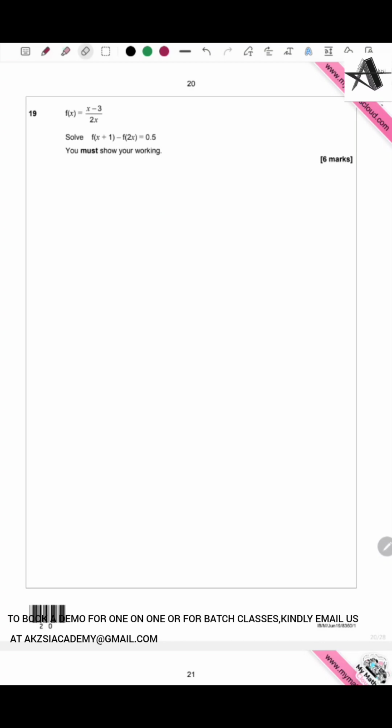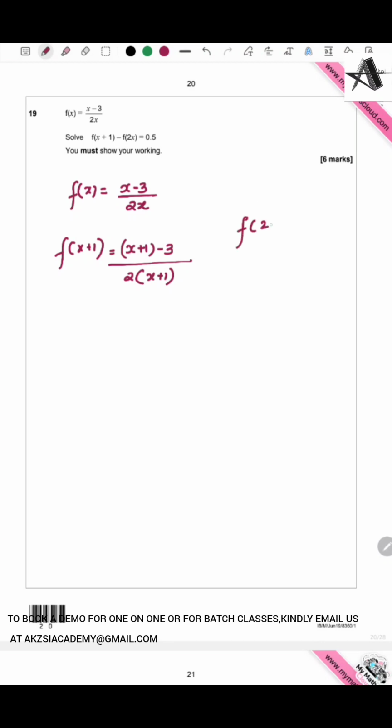So wherever I can see x, I need to replace it with x plus 1. So if f(x) is equal to (x minus 3) over 2x, then f(x plus 1) means replacing all x with x plus 1. So this will be x plus 1 minus 3, right? In place of x, I wrote x plus 1. Similarly here, in place of x, I'll write x plus 1.